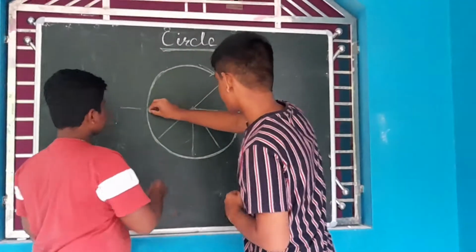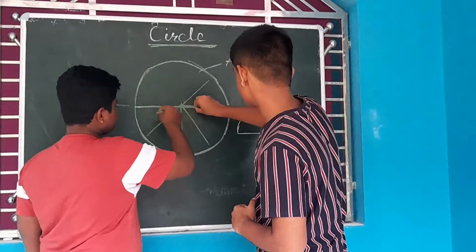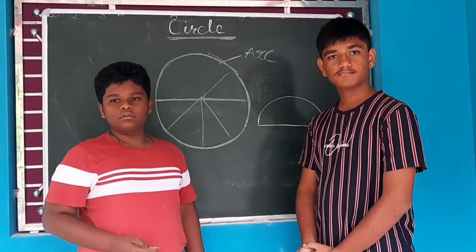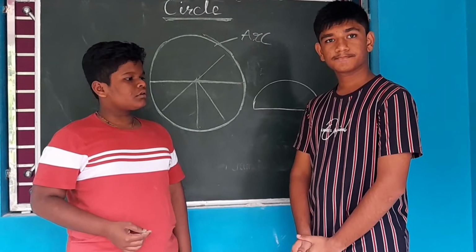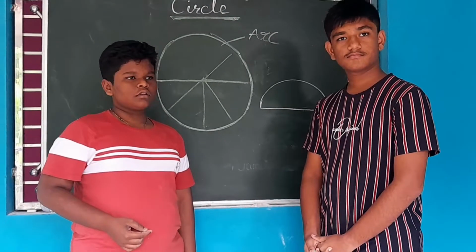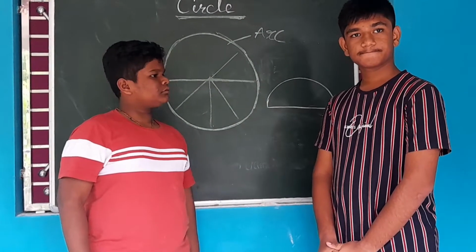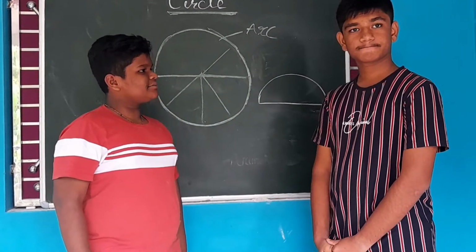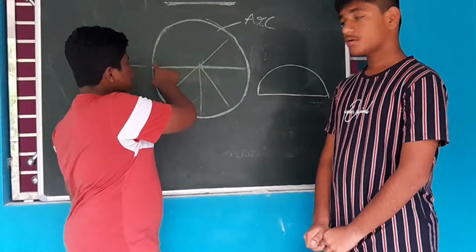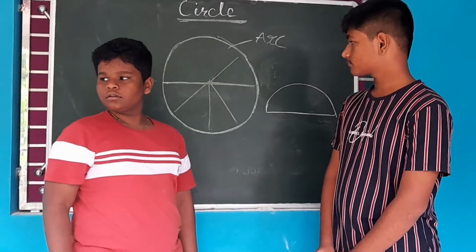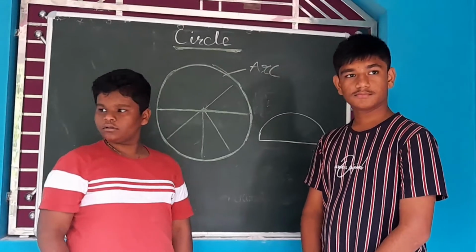Diameter is a straight line that passes through the center. The definition is wrong. Can you say any straight line that passes through the center is a diameter? The line segment that passes through a center and joins 2 points on the circumference of the circle. Continue.